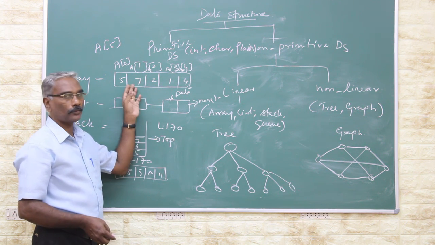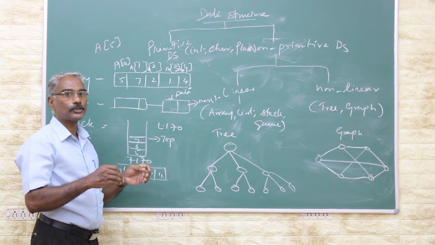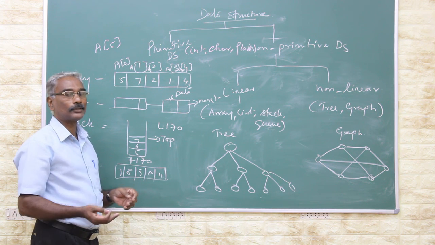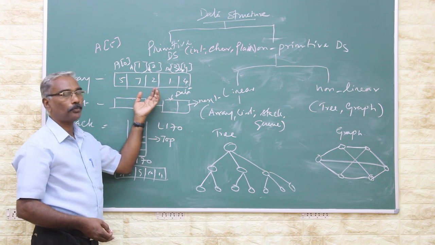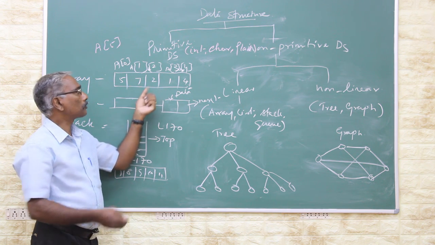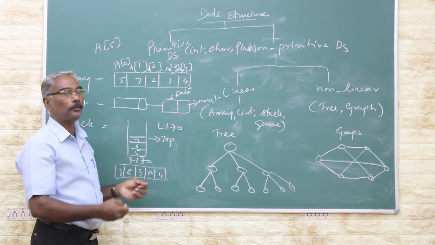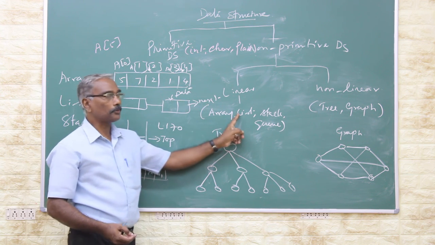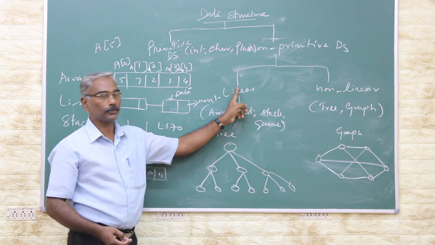Here you can perform several operations like insertion, deletion, sorting and searching. These are the major operations you can perform in the array data structure. Here you store the elements in a sequential form, so that comes under the linear data structure.